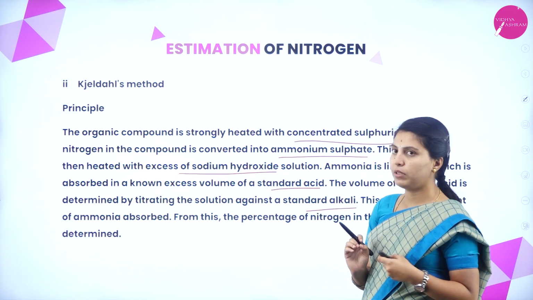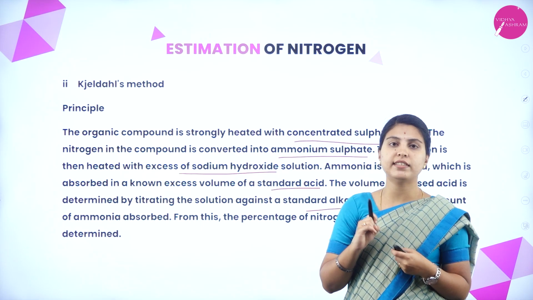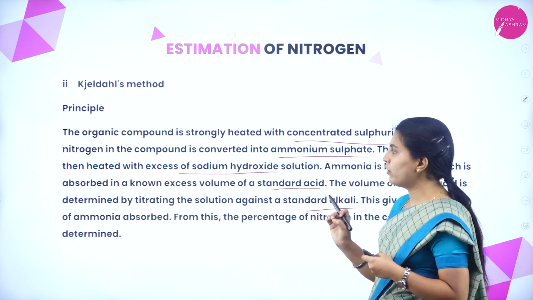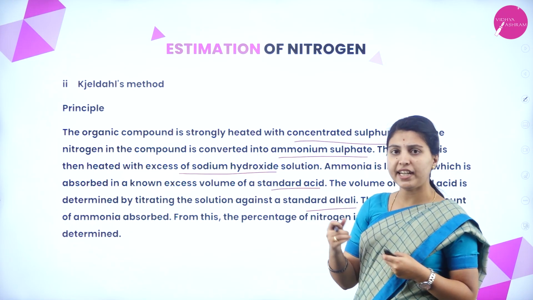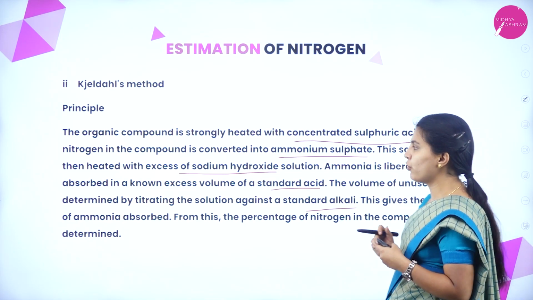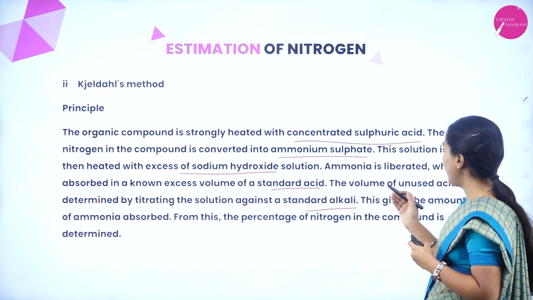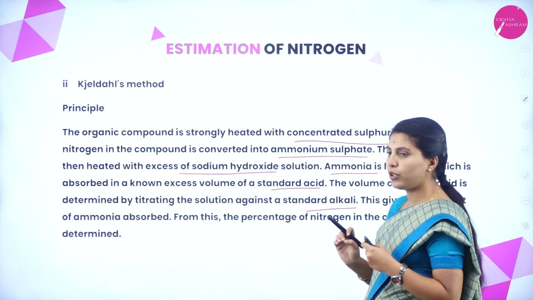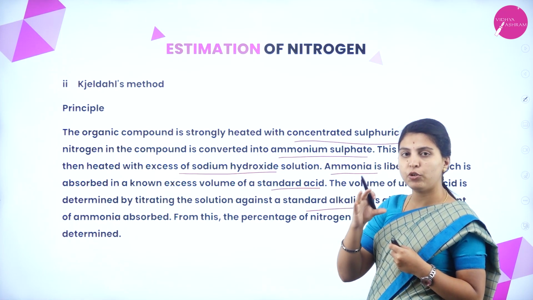Okay, what they are telling is, in Kjeldahl's method the organic compound is strongly heated with concentrated sulfuric acid, that is nothing but H2SO4. At that time, the nitrogen in the compound is converted into ammonium sulfate. And this solution is treated with excess of sodium hydroxide, which is an alkali. At that time ammonia, that is NH3, will be liberated, which is absorbed in a known excess volume of standard acid.